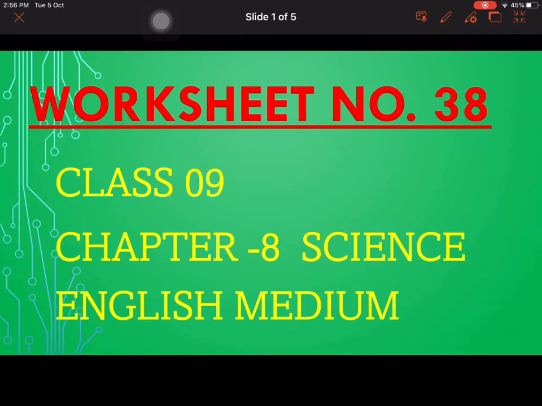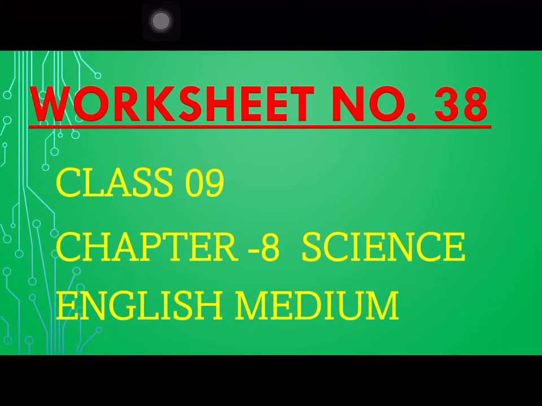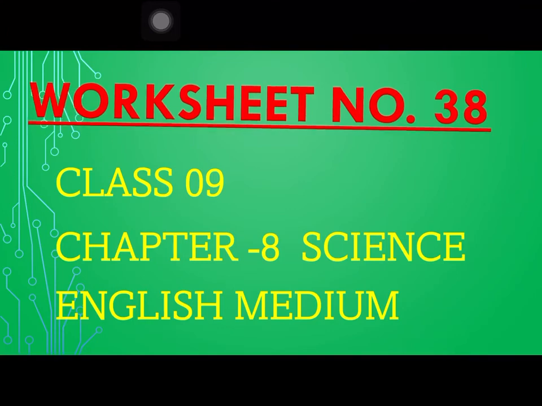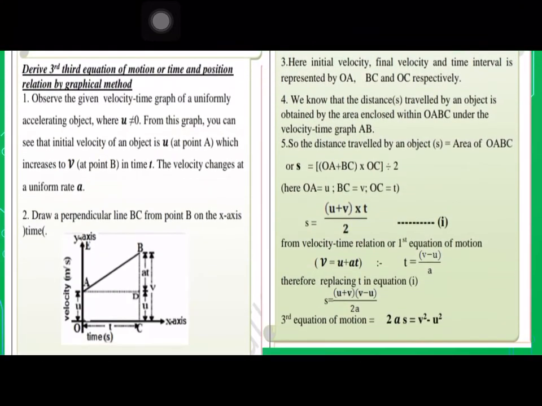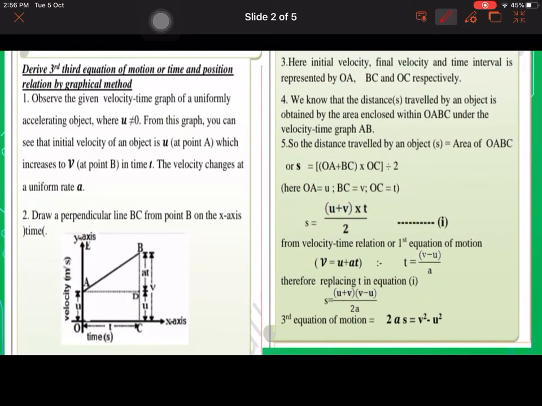Hello students, today we are going to discuss your worksheet number 38, class 9th, chapter 8, motion. In this worksheet, we are going to derive the third equation of motion, that is 2as = v square minus u square, by using the motion or velocity-time graphical method. In this, you can say u is not 0 from this graph.